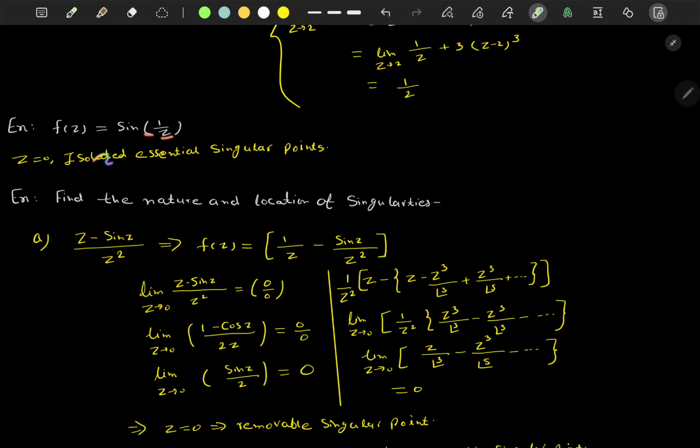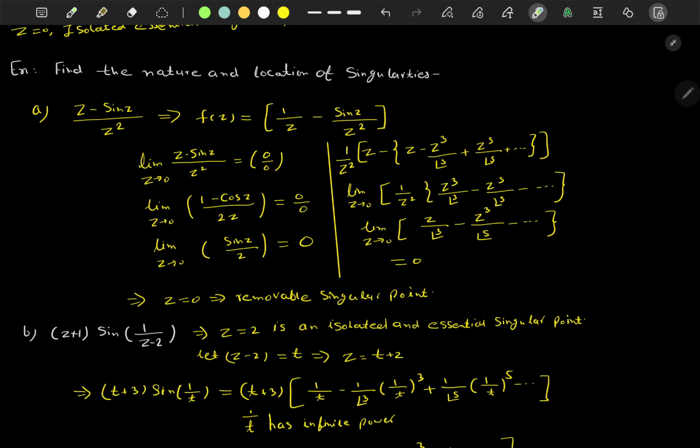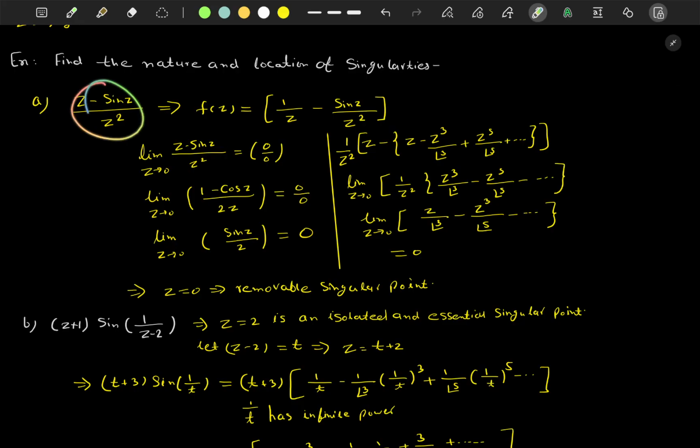Suppose we have a function where z equal to 0 is an isolated and essential singular point. Now we have a question here, so just solve it.